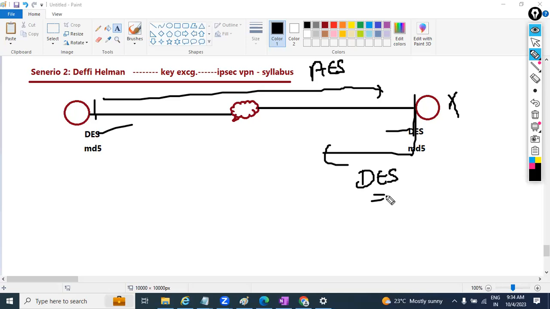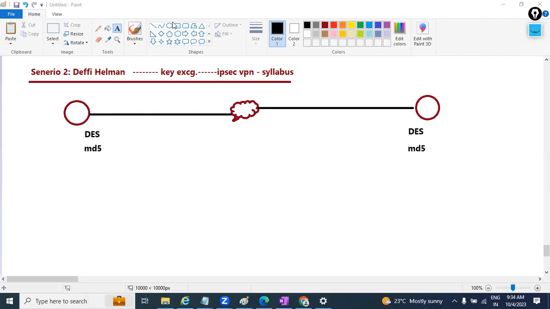So they would negotiate. After the negotiation, both sides would decide, okay, these are the algorithms which we have to use here. Let's consider we have decided on 3DES and MD5 on both sides.